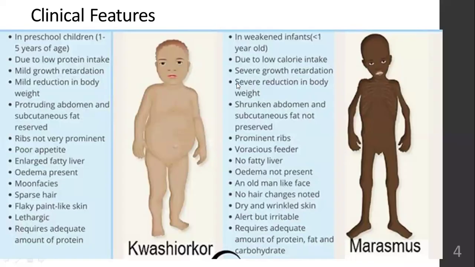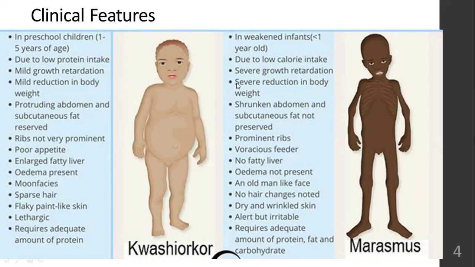Coming to kwashiorkor. So this can usually happen in kids who are in the preschool category, 1 to 5 years of age. And usually it is between 3 to 5 that we see most of the cases. And it is because of low protein intake, and mild growth retardation is also there, mild reduction in body weight, but it is not too much. Because of the edema, it seems like the child has not lost weight. Because of the swelling, it feels like the child has not lost a lot of weight.